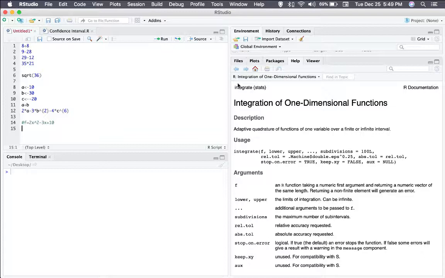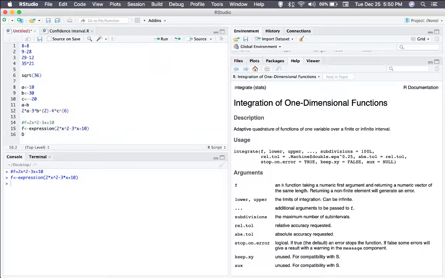Next, let me explain derivatives. Suppose we need to find the derivative of the function x squared minus 3x plus 10. First we have to define this function: f equal expression. You see expression, so 2 times x squared minus 3 times x plus 10. Then I should run, and give the command for the derivatives.